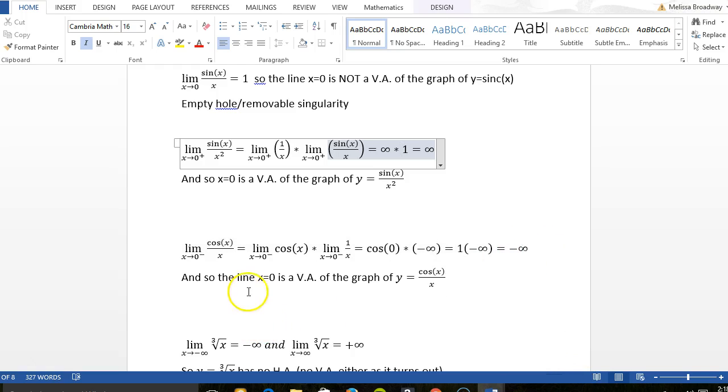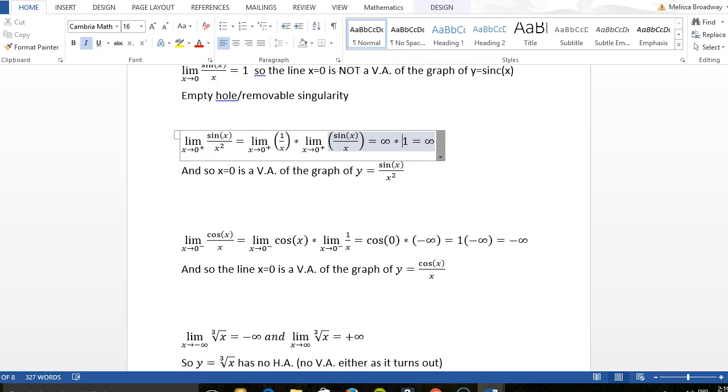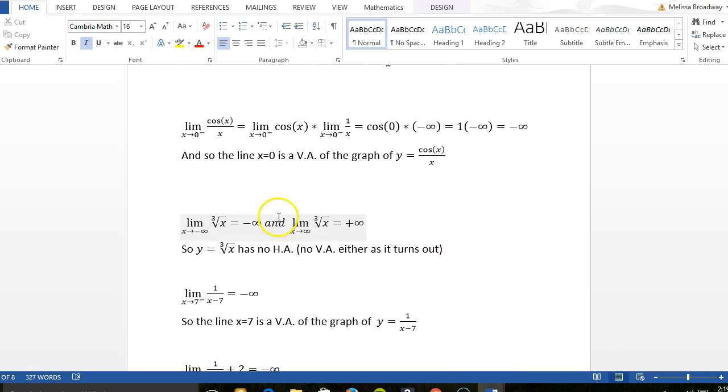So there's that. So indeed, x equals 0, which is the y-axis. I'm kind of being boring. I'm just using x equals 0. We could have, guys, there's a lot of different vertical asymptotes. There's examples where x equals 5 will work. But anyway, for this one, x equals 0 is the vertical asymptote of y equals cosine x over x. Or more formally, this line is the vertical asymptote of the graph of this function right here. Okay. Now for the cube root, this limit is this, that limit is that. So the cube root has no horizontal nor vertical asymptote for the same reasons we talked about before.